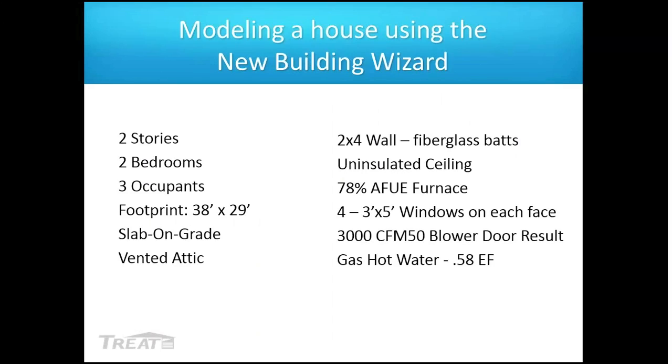Here's the basic details that I've gotten from my auditor about this house. 2 stories, 2 bedrooms, 3 occupants. Here's the footprint. Like we said, it's slab on grade with a vented attic. There are fiberglass batts in the walls, an uninsulated attic, an older furnace, and we did do a blower door test and looked up some information on the hot water heater. And this is, once I've got all the geometry, I can build a pretty solid TREAT model with just this much information.